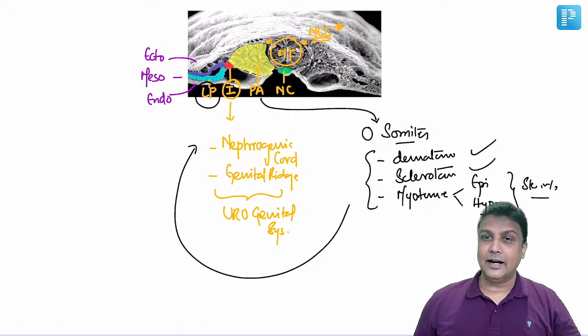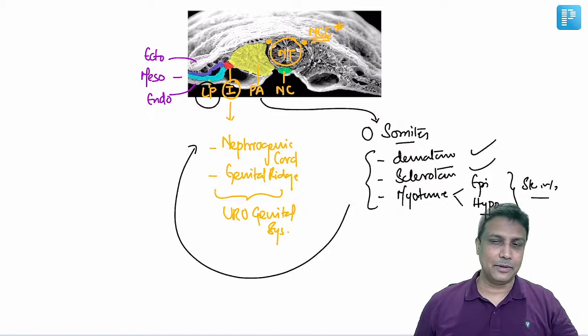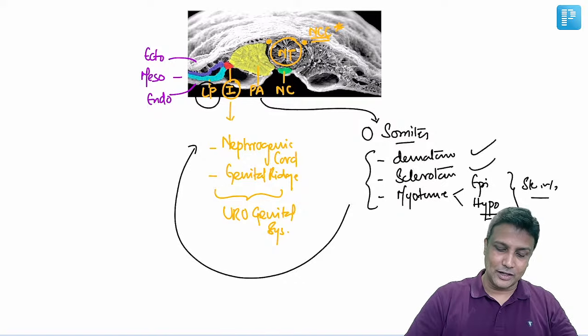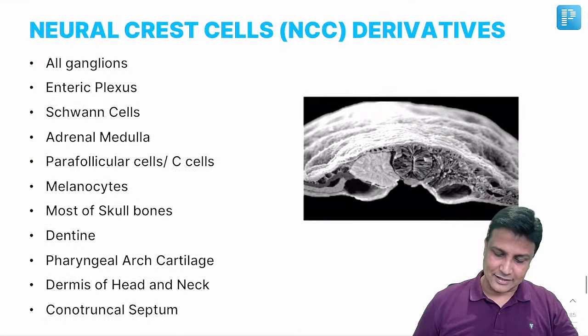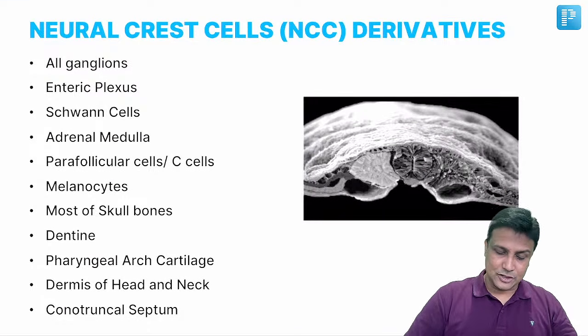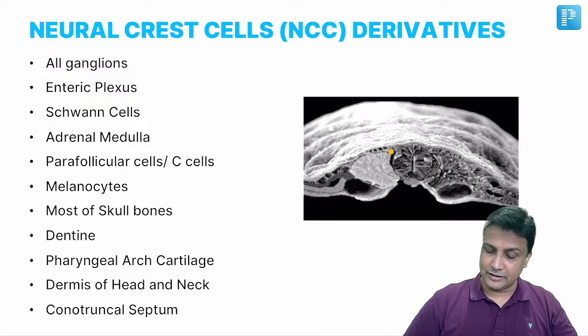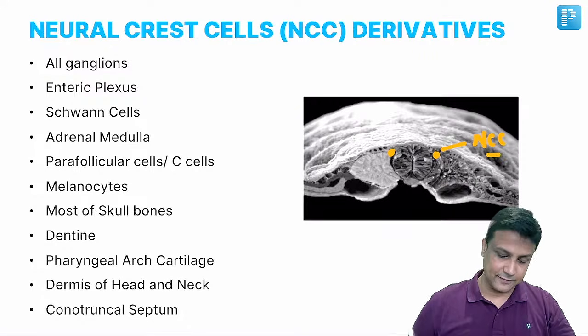Now, apart from that, in your INI-CET exam, remember the neural tube and the neural crest cells derivatives are very much important. So let's see the neural crest cells derivatives here. First, you should be able to identify them. The neural crest cells will be located on either side of the neural tube. The neural crest cells are located here. It was given as an image-based question. This will be the neural crest cells.